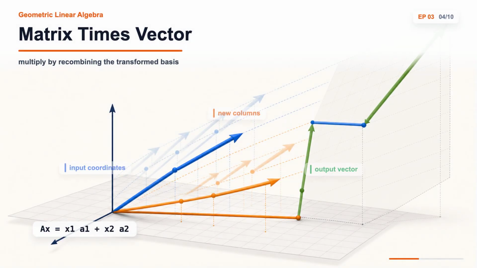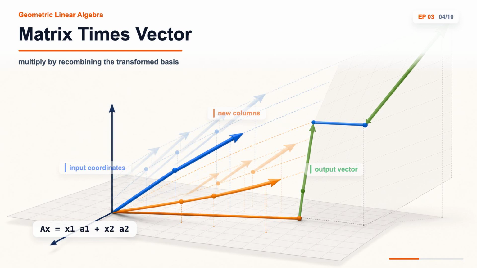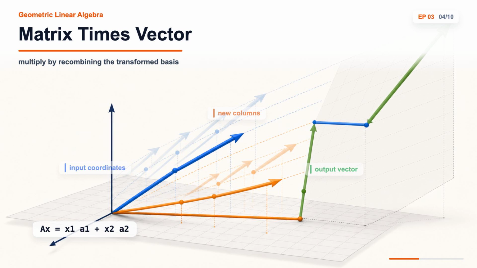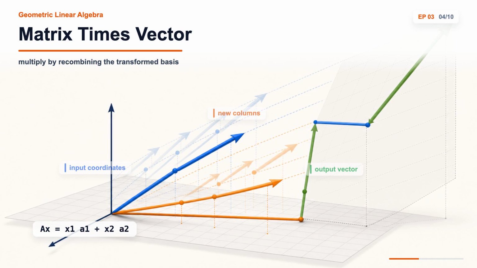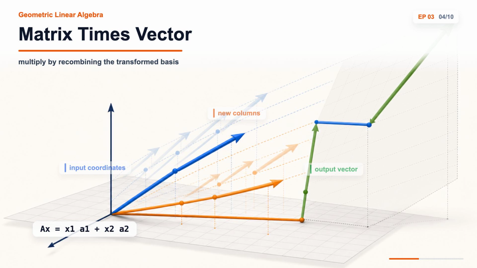Now matrix vector multiplication becomes visible. Suppose the input vector has coordinates x1 and x2 in the standard basis. Before the transformation, that means, take x1 copies of the first basis direction and x2 copies of the second basis direction. After the transformation, the basis directions have changed into the columns of the matrix. So Ax is x1 times the first column plus x2 times the second column. Matrix multiplication is not magic. It is the same coordinate recipe, rebuilt using transformed directions.